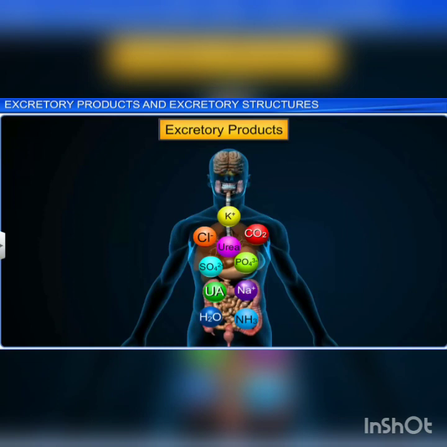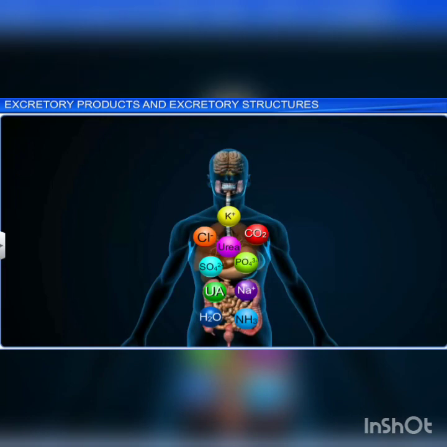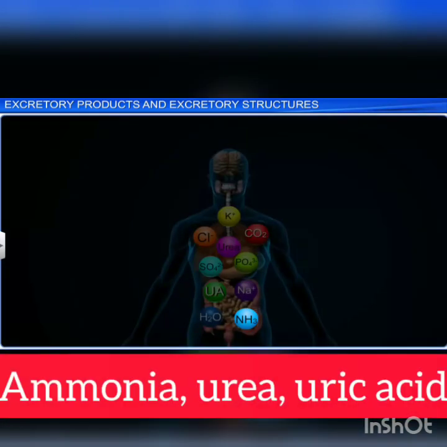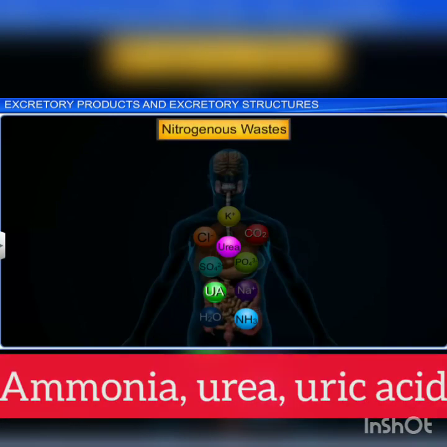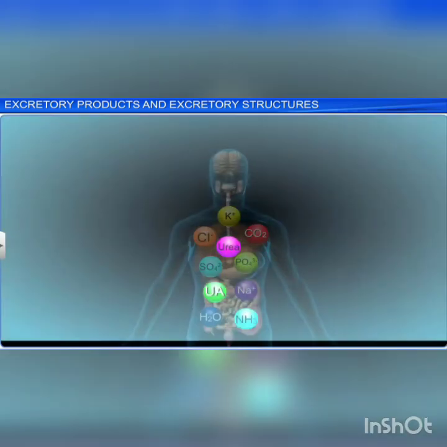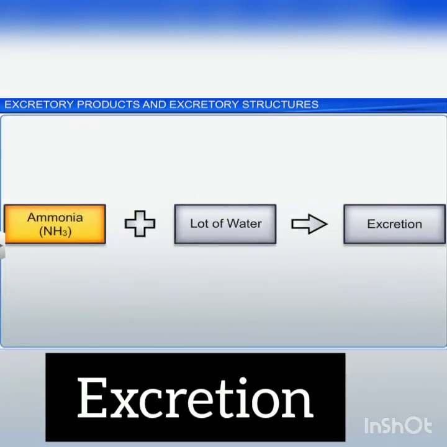The process of elimination of metabolic waste products from the animal body is called excretion. Among the different waste products, ammonia, urea, and uric acid are known as nitrogenous wastes. Of these, ammonia is the most toxic and requires a lot of water for its elimination, and is thus excreted only by those organisms that can compensate the loss of water.